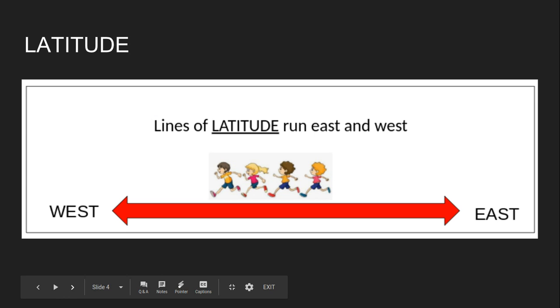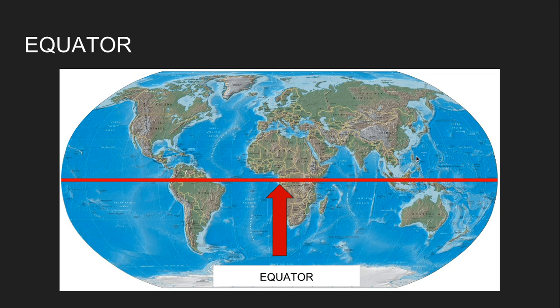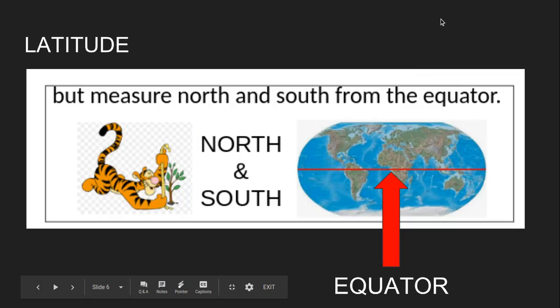So if you look, lines of latitude run east and west. Okay, west is your left hand, east is your right hand. The equator is the line in the middle. That's the equator. So that's the big red line right there. And the latitude lines measure that. That's the most famous one, the equator.